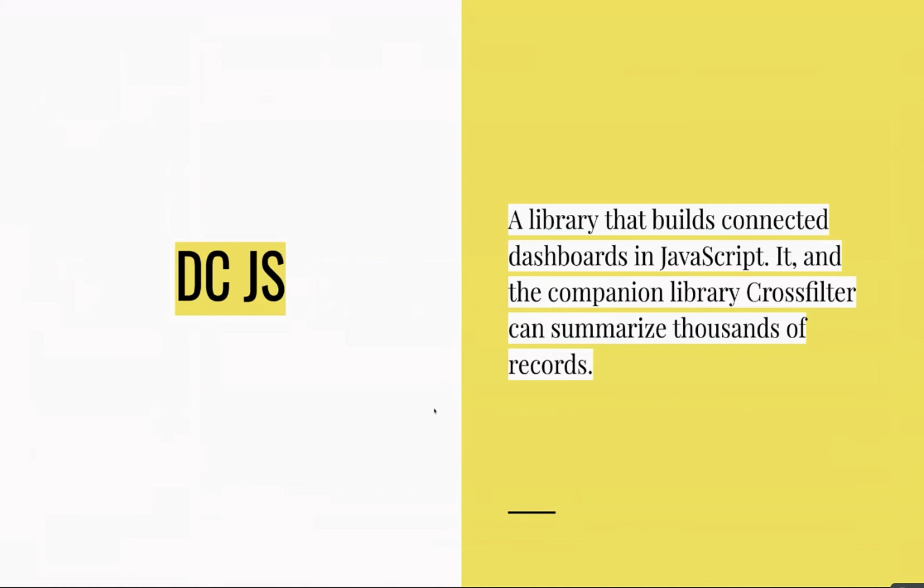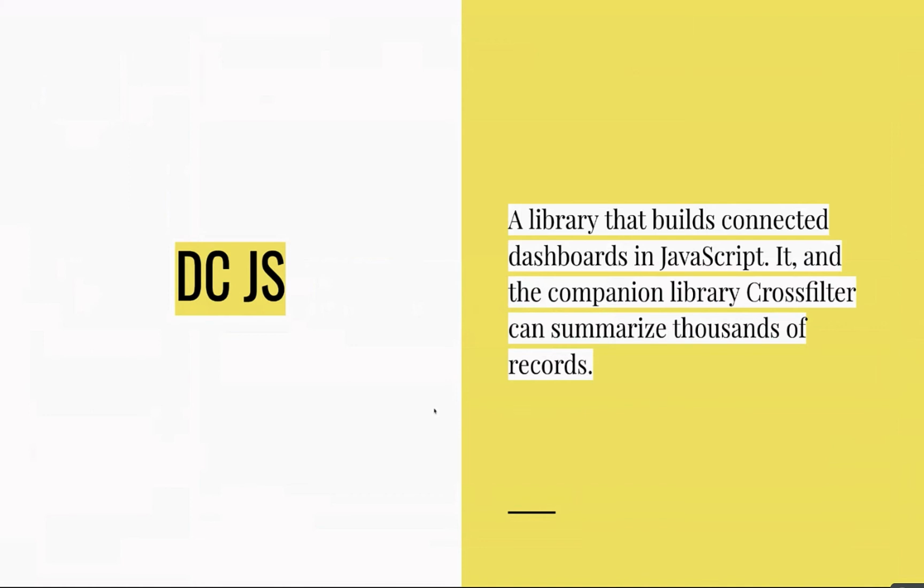dc.js is a library that builds dashboards using JavaScript. It actually uses D3, but it makes D3 a little bit more accessible. And it uses a companion library called Crossfilter to summarize the thousands of records that you throw at it. So in this case, we're using dc.js to take all of the records. Well, I'll show you that in a minute.